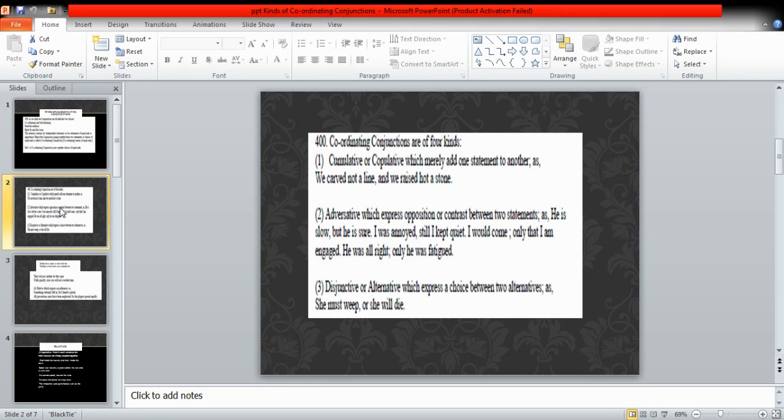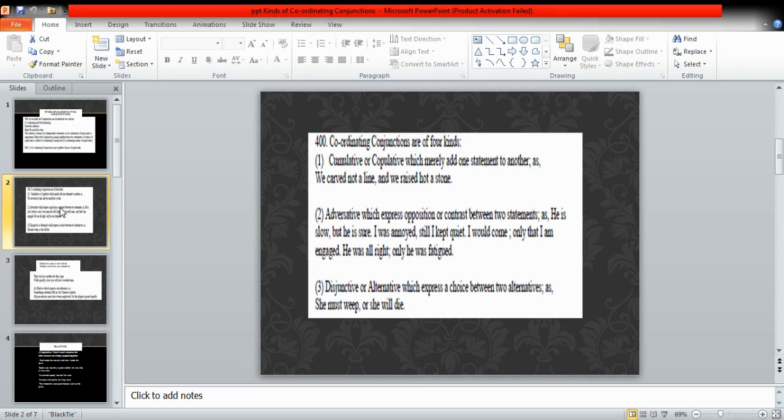Like you can see in the examples, he is slow, but he is sure. I was annoyed, still I kept quiet. I would come, only that I am engaged. He was all right, only he was fatigued. So you can see in all these examples, two contrary and opposite ideas, two contrasting statements, have been joined together with the help of a conjunction which is called adversative conjunction.